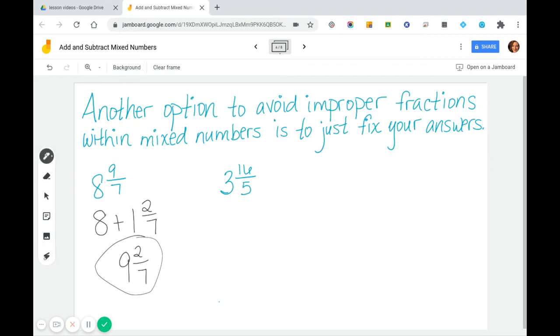Let's look at another one. I'm going to take the 3 and I put a plus sign when I say and. 16 over 5 I can change. 5 goes into 16 3 times with 1 left over. If I add those together, I get 6 and 1/5. I am totally okay with you doing the problem as is, as long as you fix your answer. Please don't ever hand in a paper that says 3 and 16 over 5.